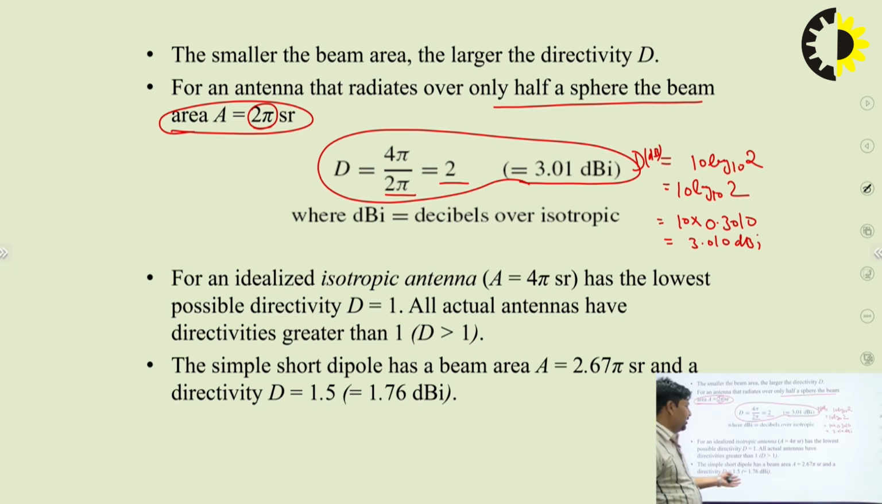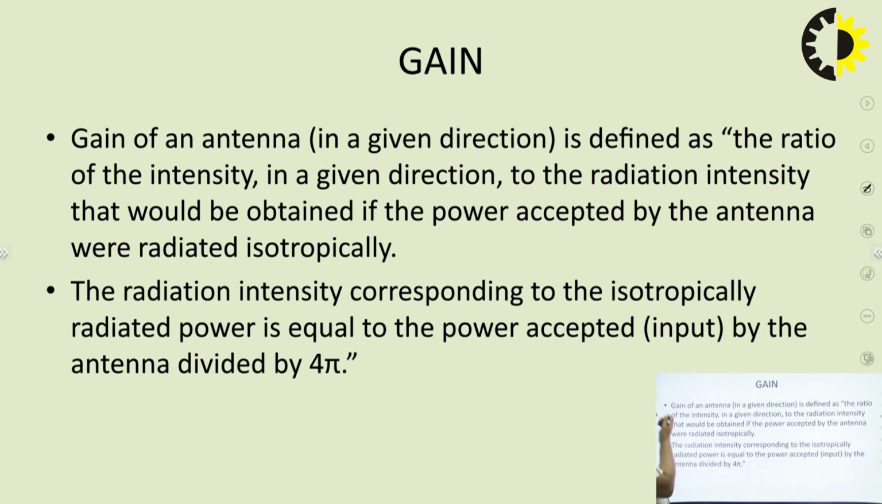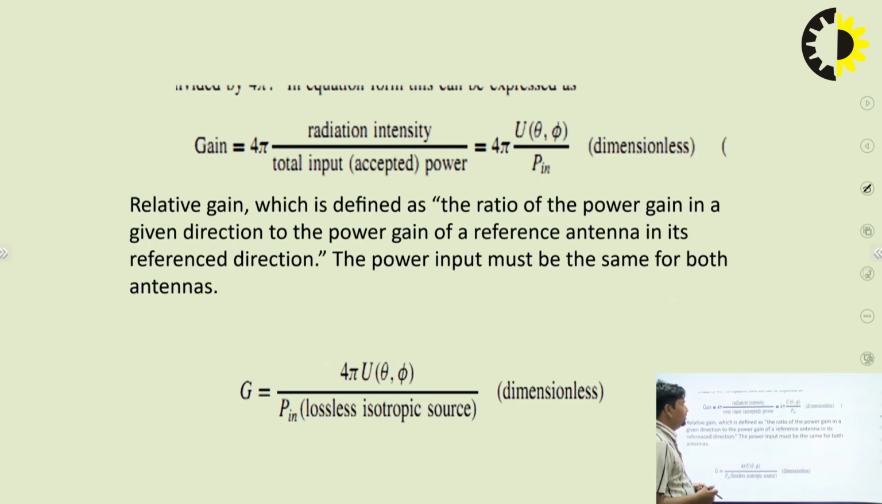For a short dipole, the area is 2.67 pi steradian. So the directivity of a short dipole is 1.76 dBi, and for an isotropic antenna, the directivity is 1, or we can say the directivity of an isotropic antenna is 0 dBi, because log 1 is 0. What is gain? Gain is the ratio of the maximum radiation intensity of the test antenna to the maximum radiation intensity of the isotropic antenna.